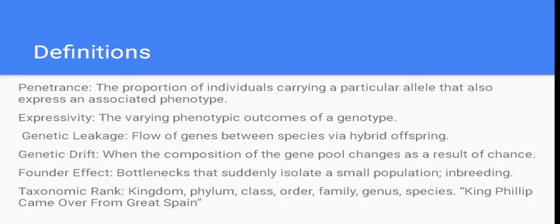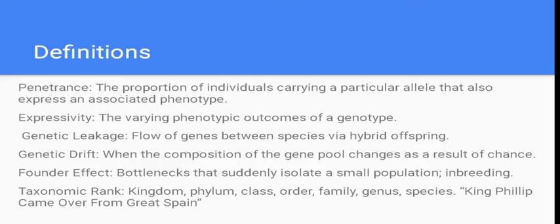And some important information here is genetic leakage, drift, and founder effect. Leakage is the flow of genes between species via hybrid offspring. Genetic drift is when the gene pool changes as a result of chance. Founder effect and genetic drift are basically the same thing, but founder effect is kind of a more extreme version of genetic drift.